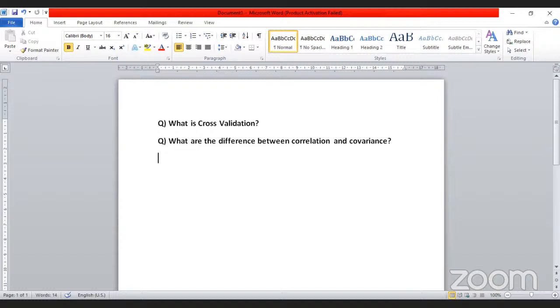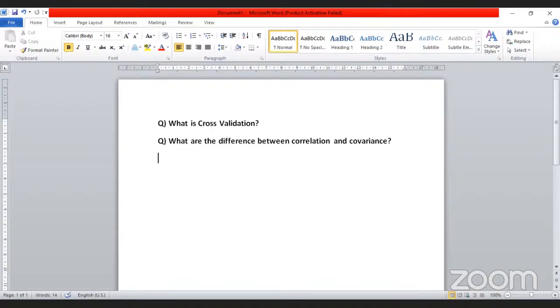But the range from that is -1 to +1, right? -1 is strong negative correlation between two variables, right? And +1 means strong positive correlation between two variables. Okay, this is the correlation.